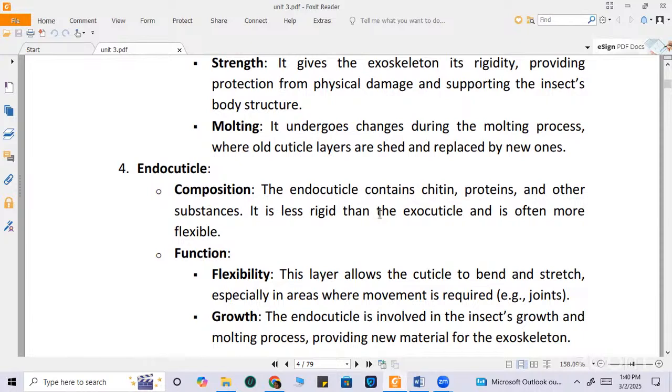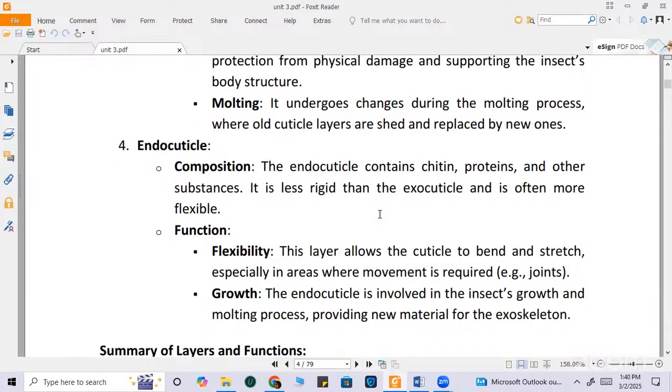Rigid in the sense, it's like concrete, like a very strong one. No movement will be there. So you cannot move it. Flexible in the sense, you can easily move it, right? So this layer, the endocuticle, is flexible, allowing the movement of the cuticle. And the other function of it is also growth. The endocuticle is involved in insects' growth, because if stretching is there, then only the insect size will also grow.